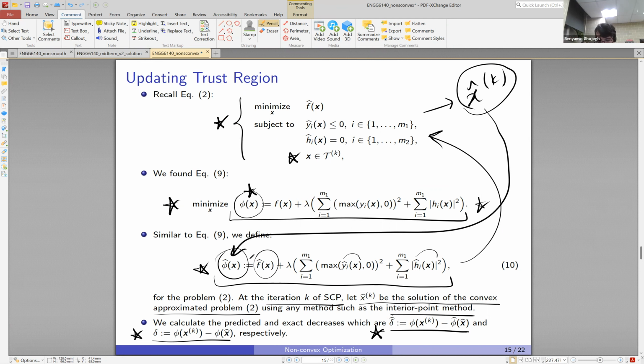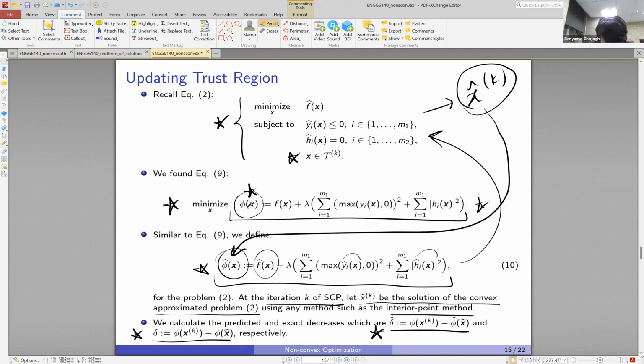So far good. Now assume that we are in iteration k plus 1, and we have the solution from the previous iteration k in the sequential convex programming. So we have some solution x superscript k from the previous iteration of sequential convex programming. Now we are in iteration k plus 1, and we have x superscript k from the previous iteration.